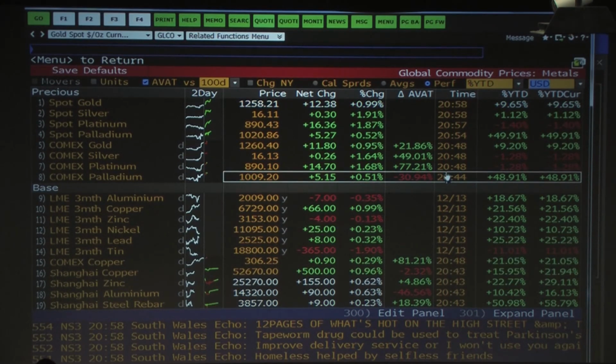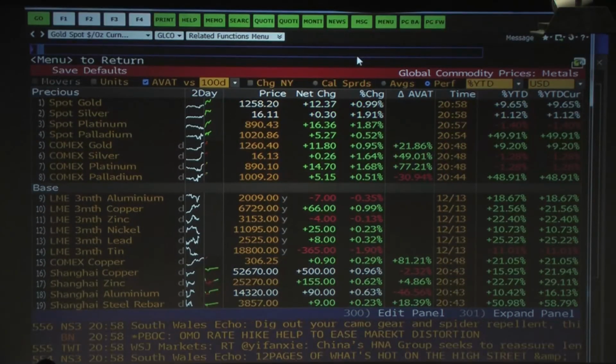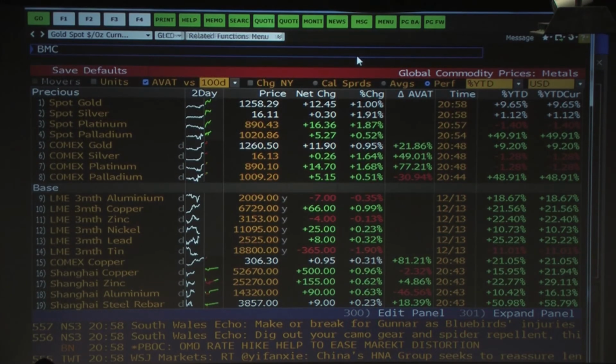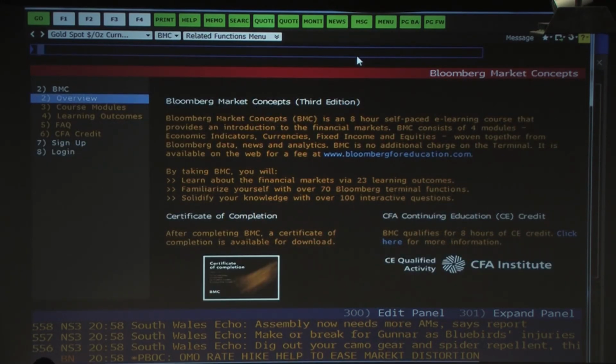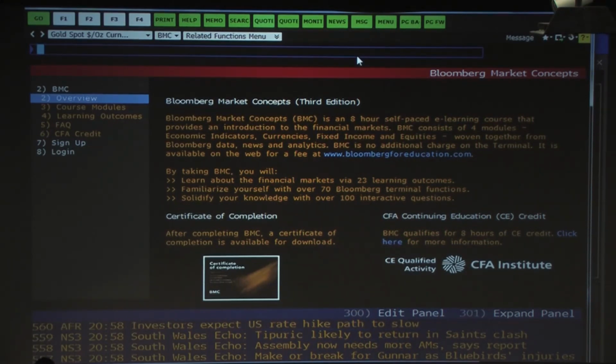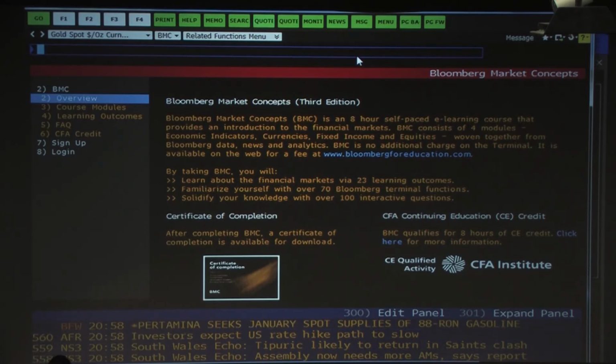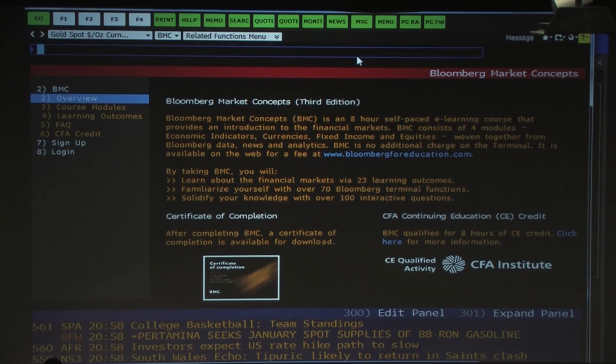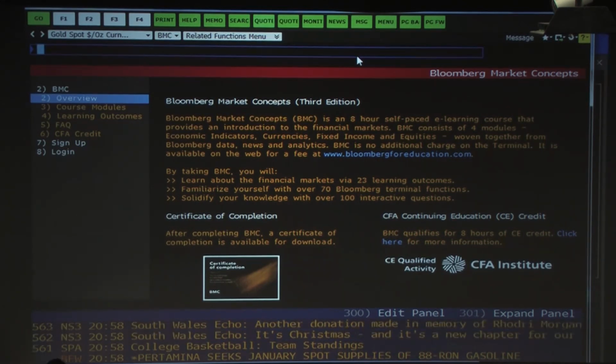I guess we're running out of time, so let me go over the last quick functions. If we go over to BMC, this represents Bloomberg Market Concepts. I don't know if anyone's heard of this, but it's a crash course on learning the four different market sectors that I covered today. It does it in an interactive video way. It's eight hours. Each section is like one to two hours or something. I think equities is probably the longest, because of all the material.